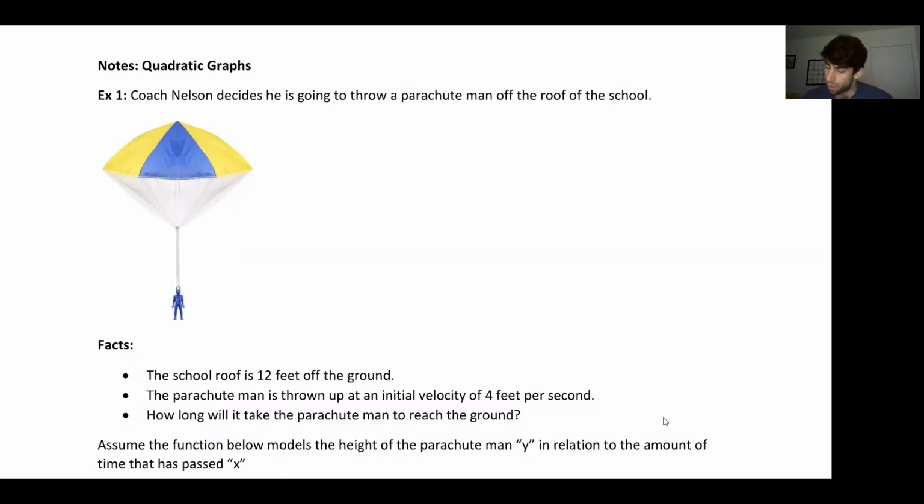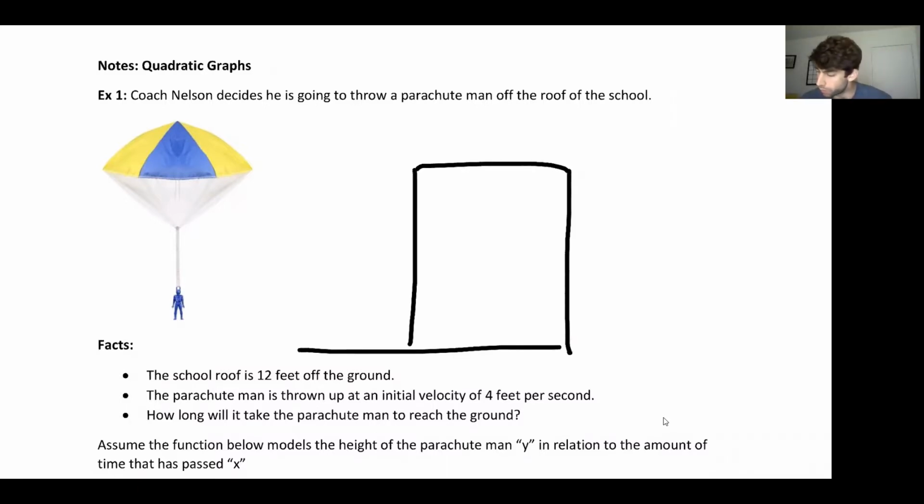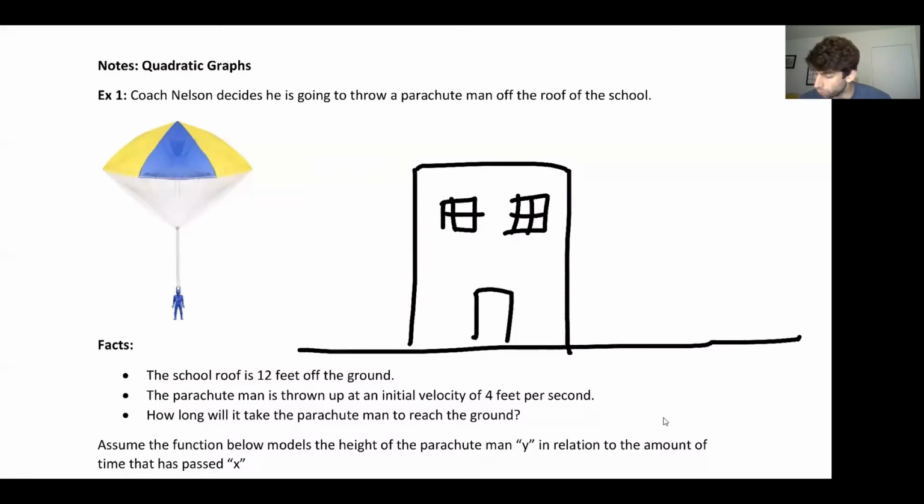All right, here's our parachute man, and let's quickly just sketch what's happening. So here's the school. Here's the ground. Some windows. Here's our school door. And here is Coach Nelson, and he's holding a parachute man. And he's going to throw him off the school and onto the ground.